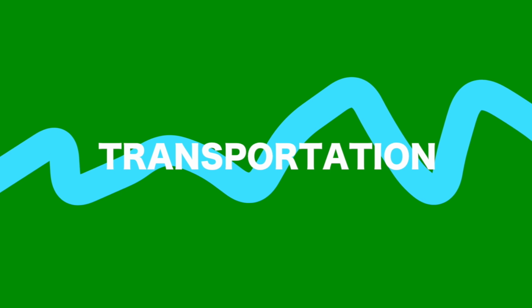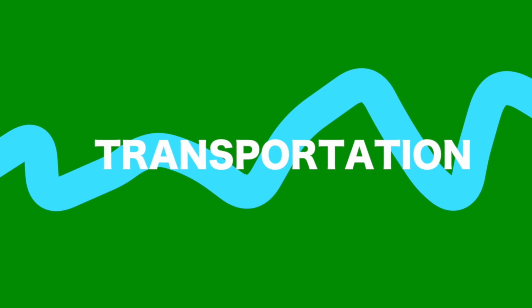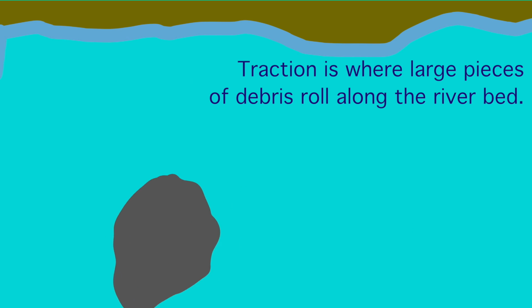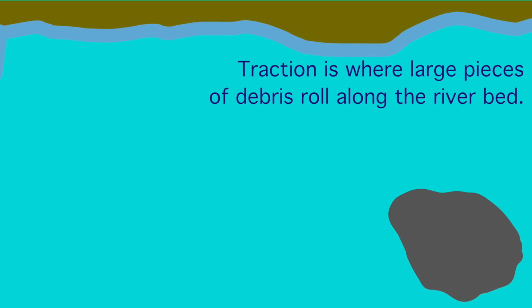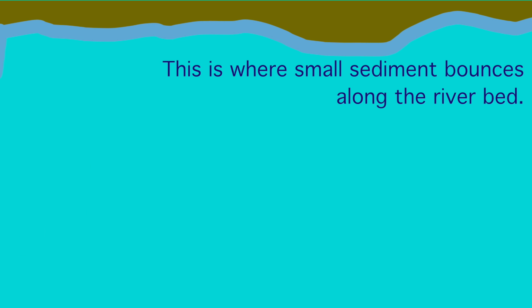This next section on transportation describes how rivers transport the eroded material down the river. Traction is very simply when large pieces of debris roll along the riverbed. This is because they are too heavy. Then saltation is when smaller pieces of sediment bounce along the bottom of the riverbed. This is because they are smaller.